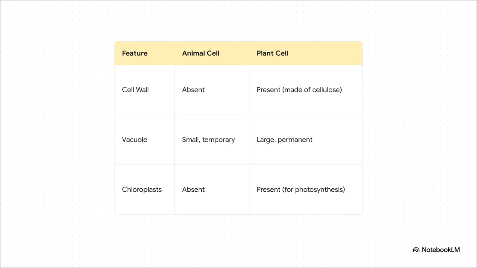But the plant cell has a few extra features, kind of like special upgrades. It's got a tough outer cell wall for extra support, a huge vacuole in the middle to keep it rigid, and of course, these amazing little green things called chloroplasts. Those are the solar panels that let plants make their own food through photosynthesis.